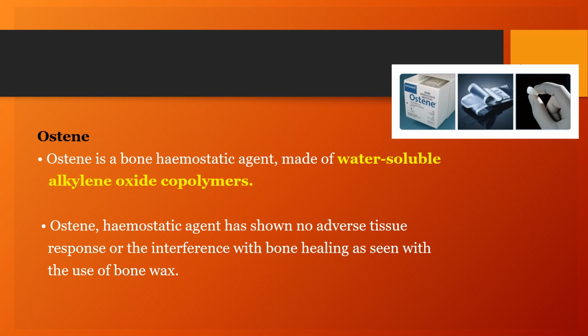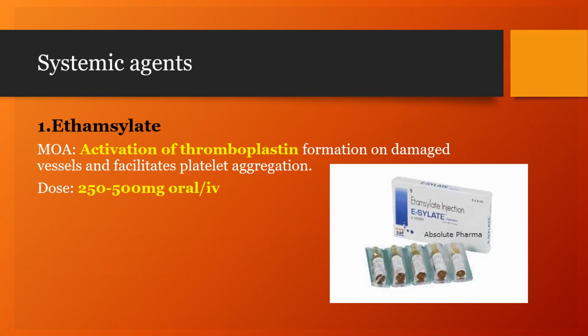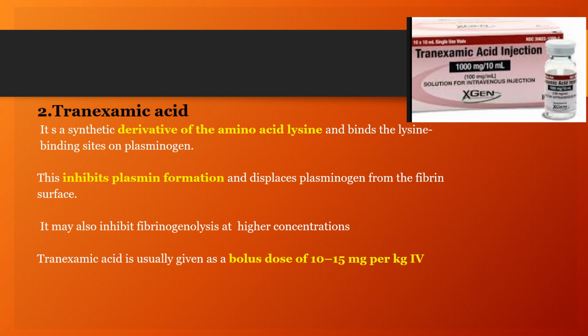Ostene is a bone hemostatic agent made of water-soluble alkylene oxide copolymer. Ostene has shown no adverse tissue responses or interference with wound healing as seen with the use of bone wax. Like the agent ethamsylate, it activates thromboplastin formation on damaged vessels and facilitates platelet aggregation. Dose is 250 to 500 mg oral or IV.